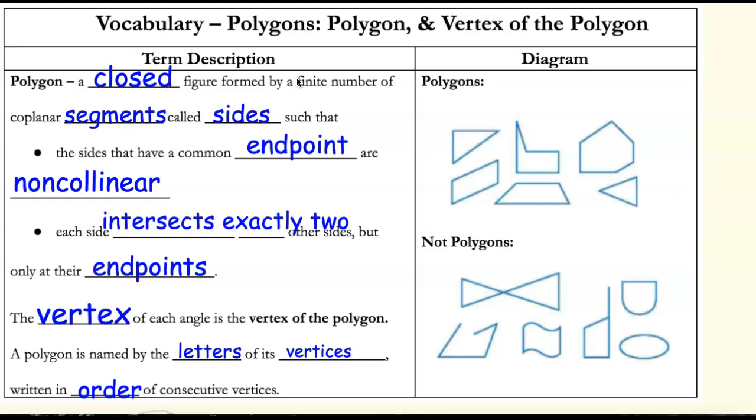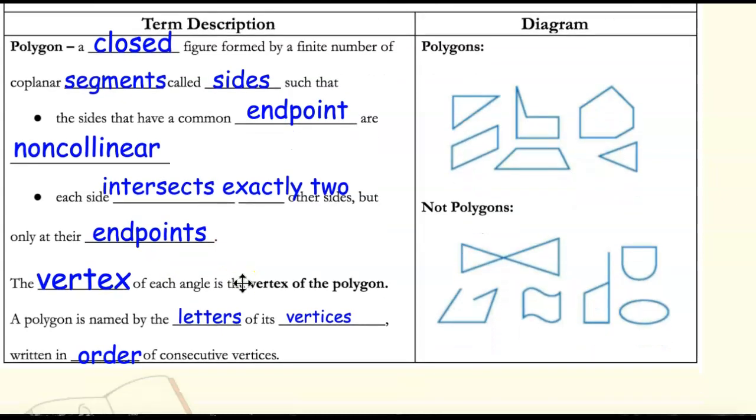A polygon is a closed figure formed by a finite number of coplanar segments called sides. The sides have a common endpoint and are non-collinear. Each side intersects exactly two other sides, but only at their endpoints. The vertex of each angle is the vertex of the polygon, and we name our polygon in terms of letters of its vertices, usually written in consecutive order. And what we mean by that is like A, B, C, D, E.